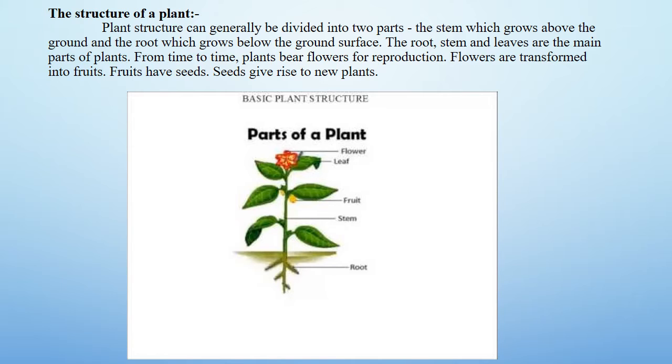From time to time, plants bear flowers for reproduction. Flowers are transformed into fruits. Fruits have seeds. Seeds give rise to new plants. The figure given below shows the basic plant structure, that is, the parts of a plant. The different parts of plants are root, stem, fruit, leaf and flower.